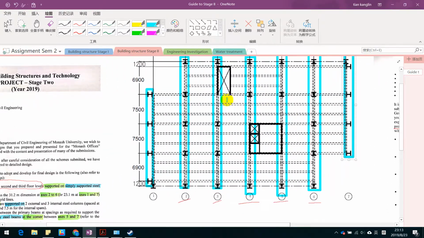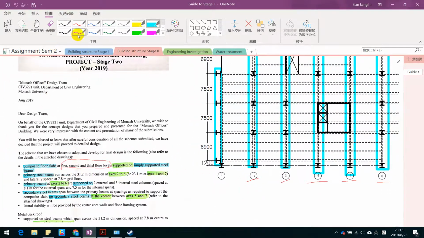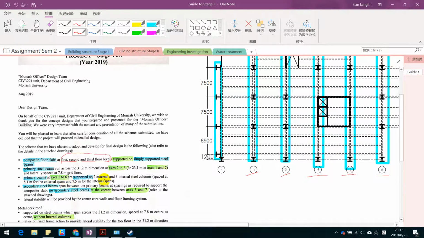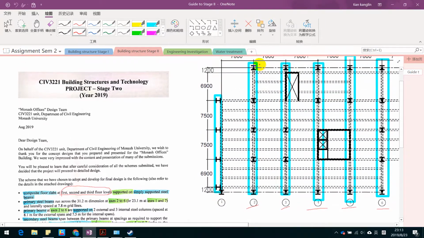So these are the settings of the primary beams, and then since the primary beams at axis 2 to 6 are supported on 2 external and 3 internal steel columns, that means these 2 are external and these 3 are internal.